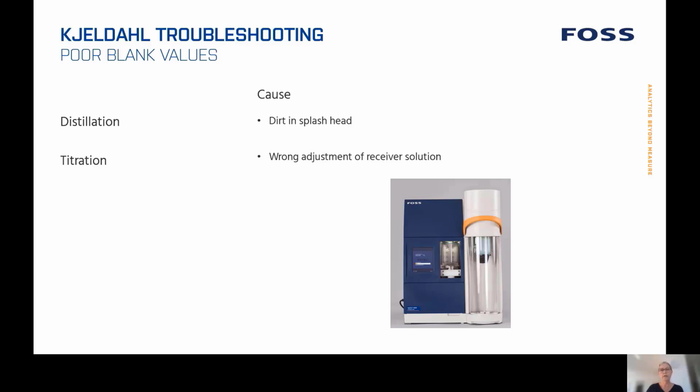If you have poor blank values, you should check the splash head again to see that you have a clean splash head. In the titration step, it could be the wrong adjustment of the receiver solution. And here you should adjust so you have a blank value that should be in the range of 0.05 to 0.15 milliliter.